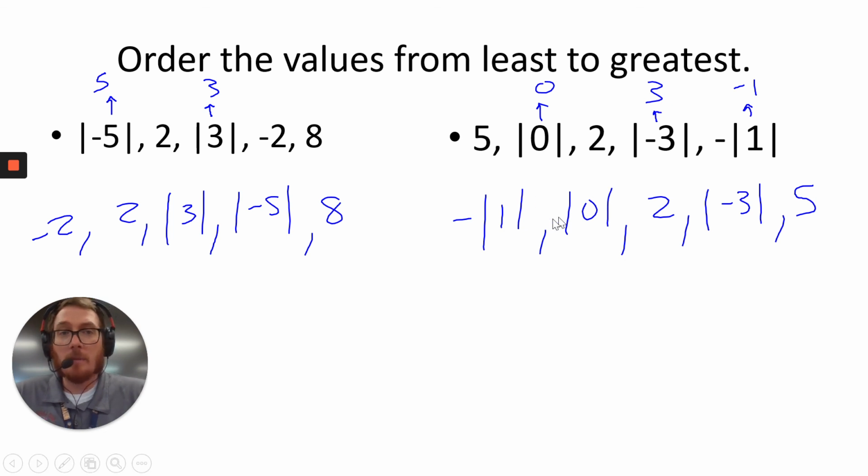On the second one, the most common mistake is the lowest one is actually negative absolute value of 1, and the reason is because the negative sign is outside the absolute value. So you have to think of absolute value like a specialized parenthesis. You have to do everything inside of that and then deal with the negative sign. And so that's still -1, then absolute value of 0, then 2, absolute value of -3, and then the number 5.